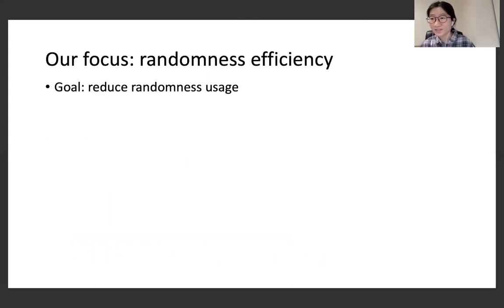As compared to the previous works, which focus on improving the round complexity, in this work, we take a different perspective by mainly focusing on the randomness efficiency. In particular, our goal is to reduce the randomness usage of MPC algorithms. Besides being interesting from a theoretical point of view, designing randomness-efficient algorithms is also desirable in practice because it can be hard to obtain high-quality random bits.